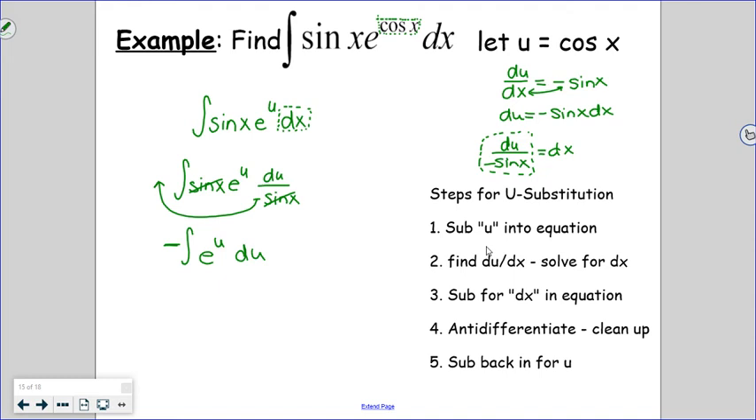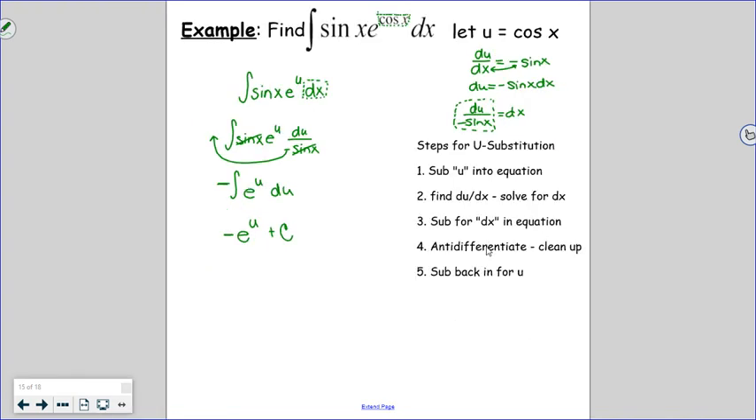Four, anti-differentiate and clean it up. Anti-differentiate, the negative is just going to be tacked on our antiderivative. But what is the antiderivative of e to the u? E to the u, right? That's one of our e to the x's. That one's kind of a weird one because it doesn't look like it changes. But we did anti-differentiate, e to the u is e to the u. And the last part is I can't leave it as u. I'm going to put back in what u actually equaled, which is cosine x. Negative e to the cosine x plus c.